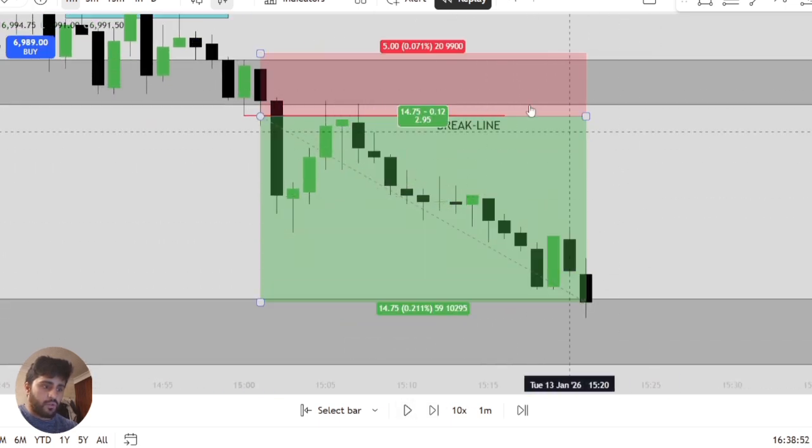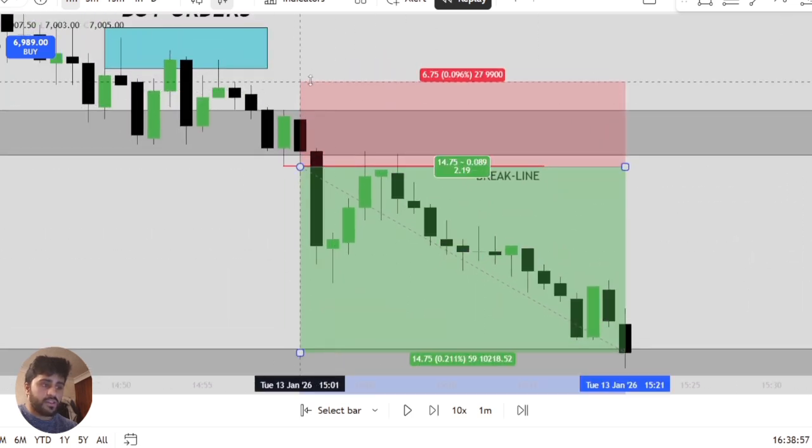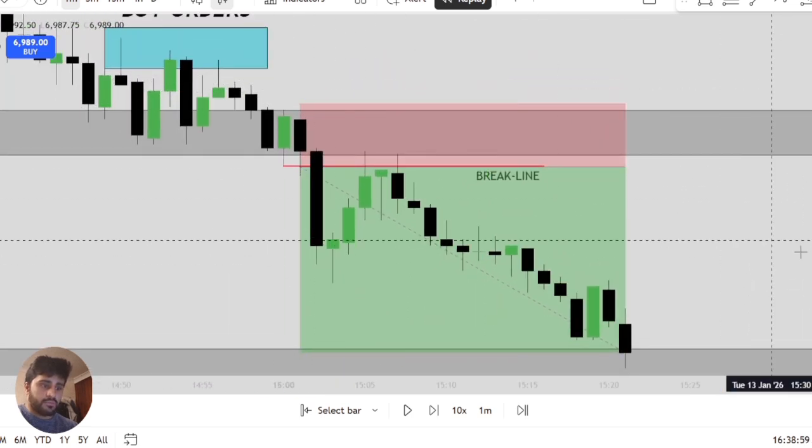Roughly a 1 to 2, or even here 1 to 3, depending on how I trailed my stops. My stops were originally here, then I trailed them down to here, right? It's just good practice to trail your stops.